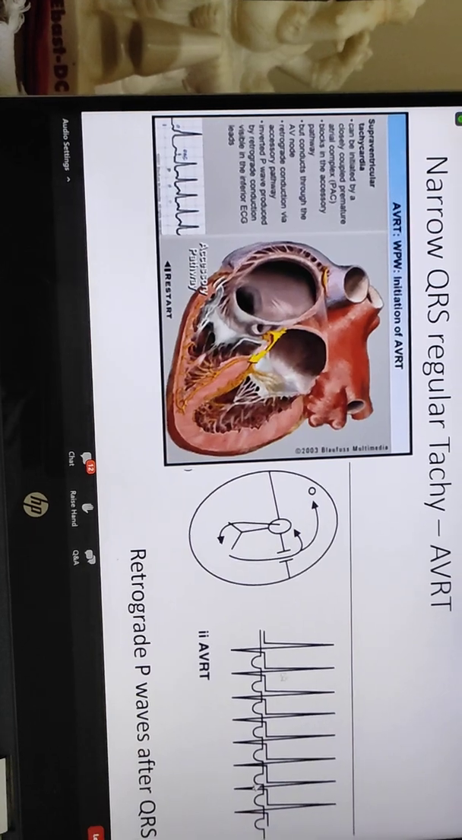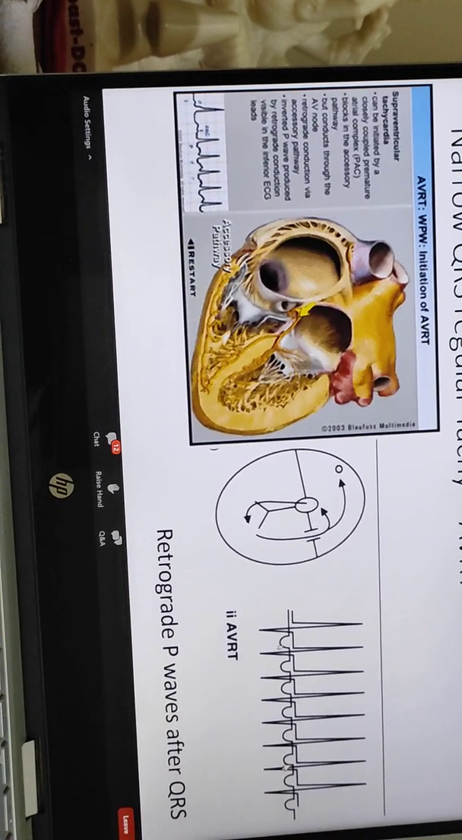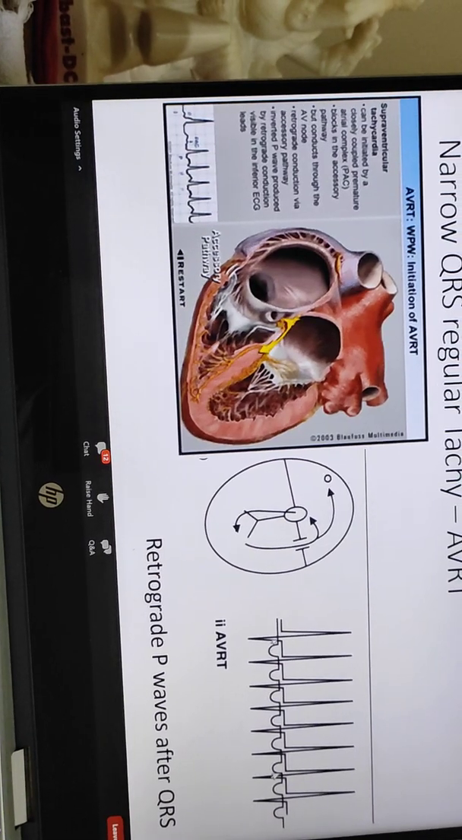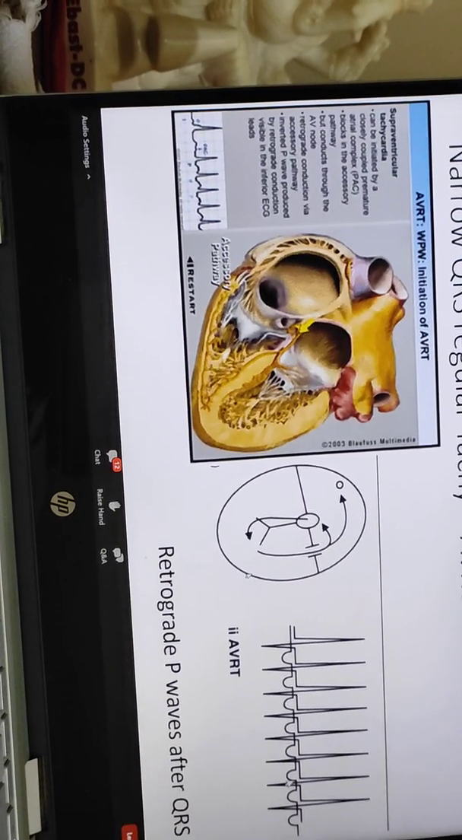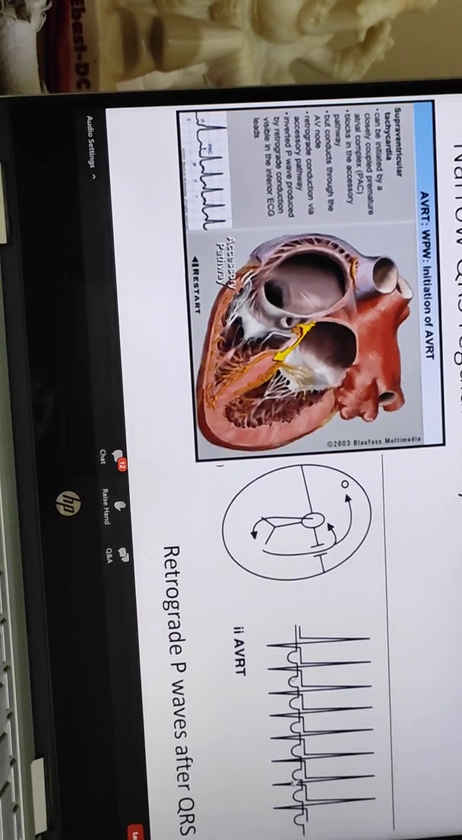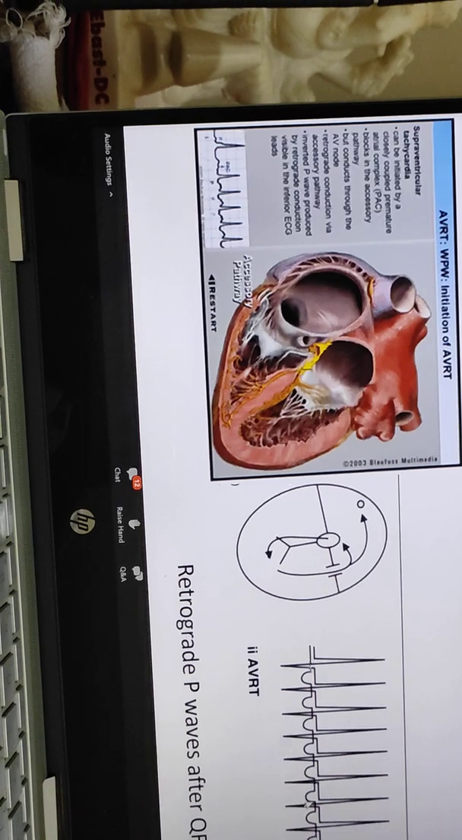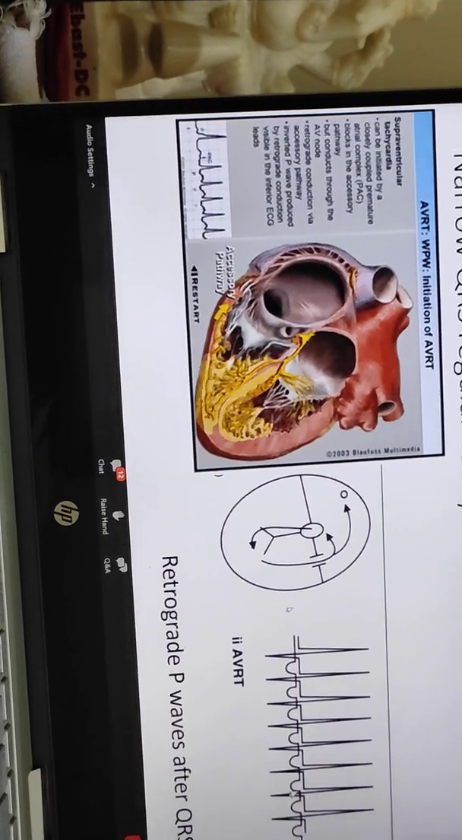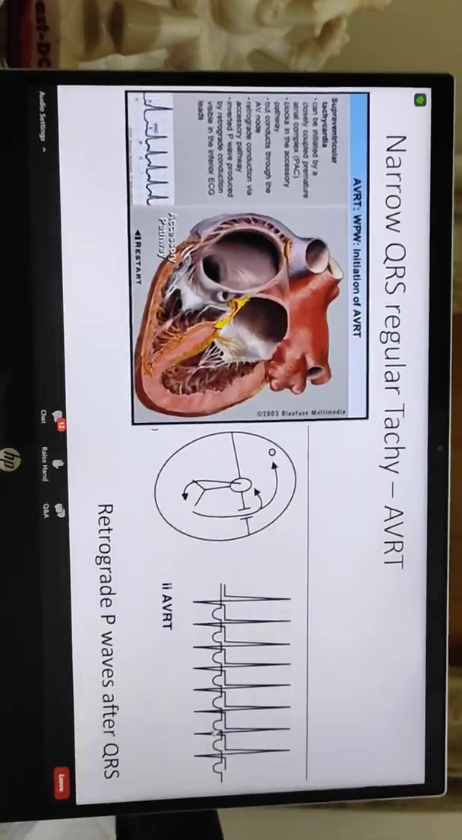So what you have to see in a narrow QRS complex regular tachycardia is whether there is a retrograde P wave, recognized in the inferior leads after the QRS. When it is there, you can suspect Kent bundle pre-excitation, or a pre-excited tachycardia, or atrioventricular re-entrant tachycardia, rather than another type of tachycardia such as AV nodal re-entry tachycardia.